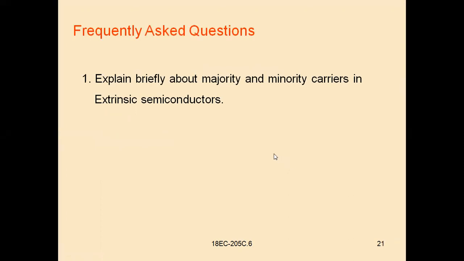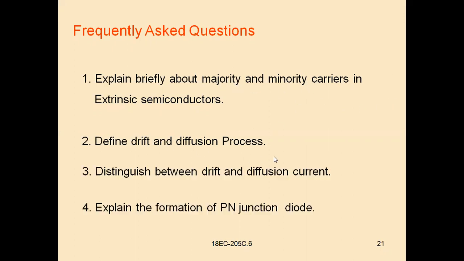Frequently asked: explain briefly about majority and minority carriers in extrinsic semiconductor. So what are extrinsic semiconductors? Here, P type and N type. You should put a heading P type, draw the diagram of majority and minority carriers in P type, and give the explanation. Then put a heading N type semiconductor, draw that diagram and give the explanation. Define different diffusion processes. Distinguish between different diffusion processes and explain the formation of the PN junction is important. Okay.